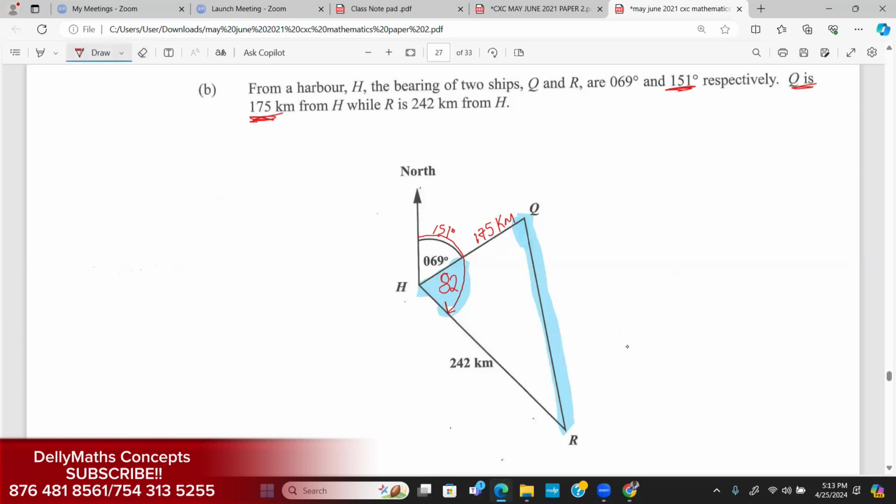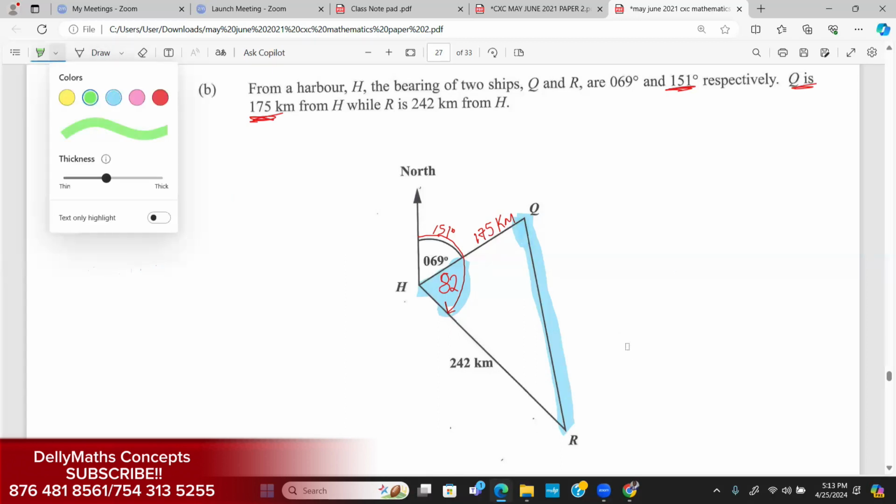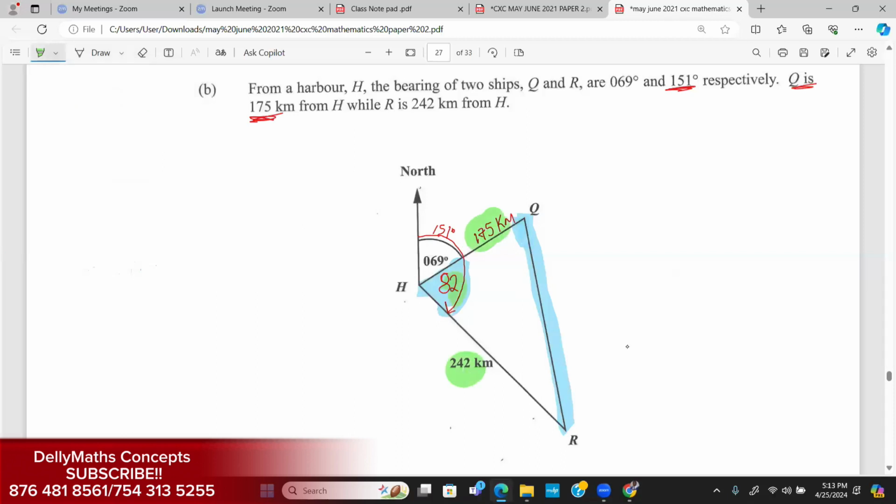Now we're going to use the cosine rule, because remember the cosine rule says if I have two known sides like what we have here and an angle between them, we are able to find the side across from that angle. So we're going to start off by saying QR squared, and the formula is like this. It's equal to 175 squared plus 242 squared minus 2 times 175 times 242, the cosine of 82 degrees.